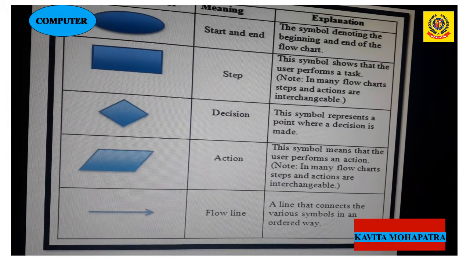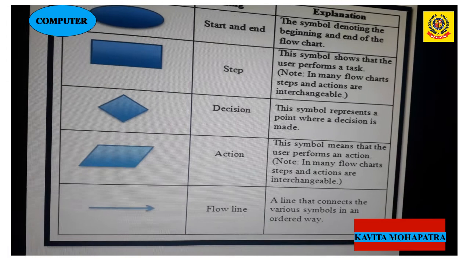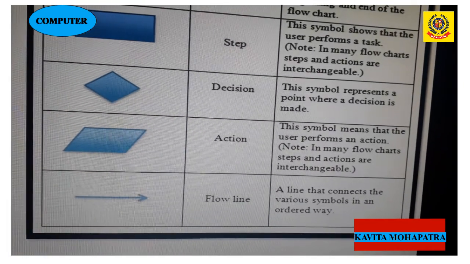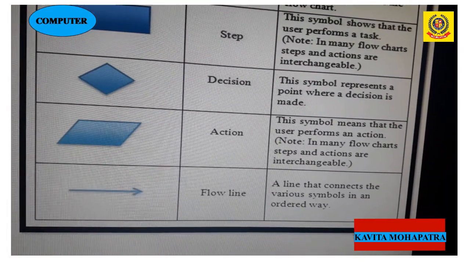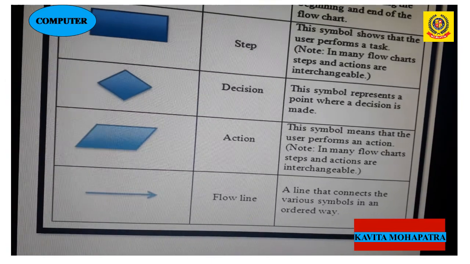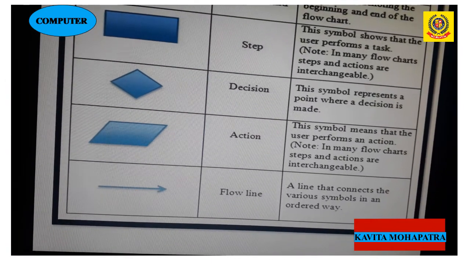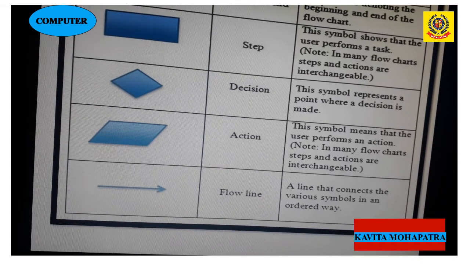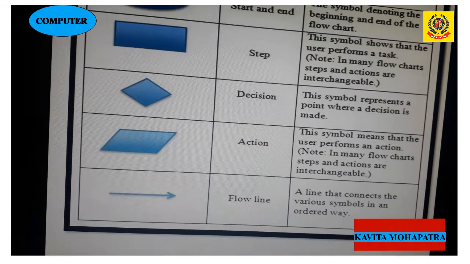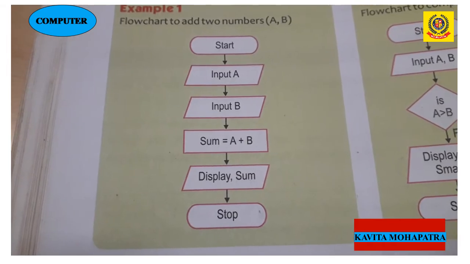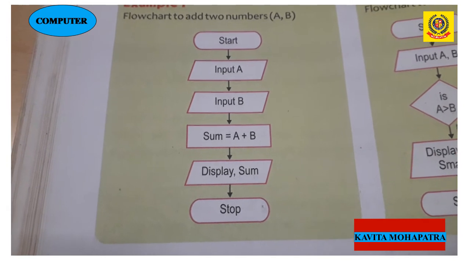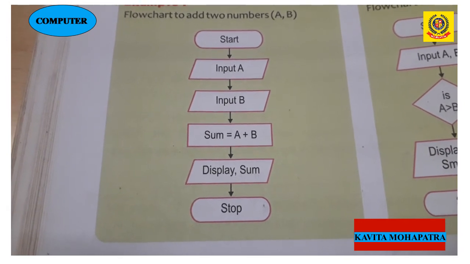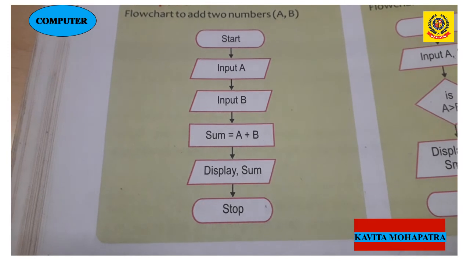Next is action, that is the parallelogram shape. This symbol means that the user performs an action. In many flowcharts, steps and actions are interchangeable. Now the flow line, a line that connects the various symbols in a flowchart. On page number 110, flowcharts are given. So children, you have to draw the flowchart with the help of a pencil on a plain page of your notebook.